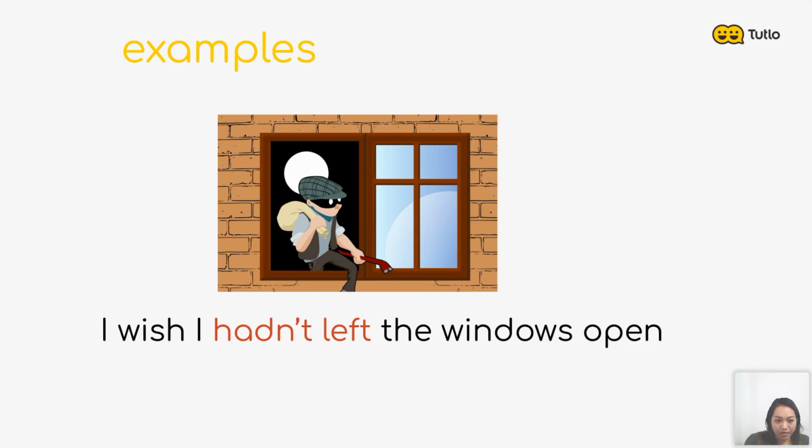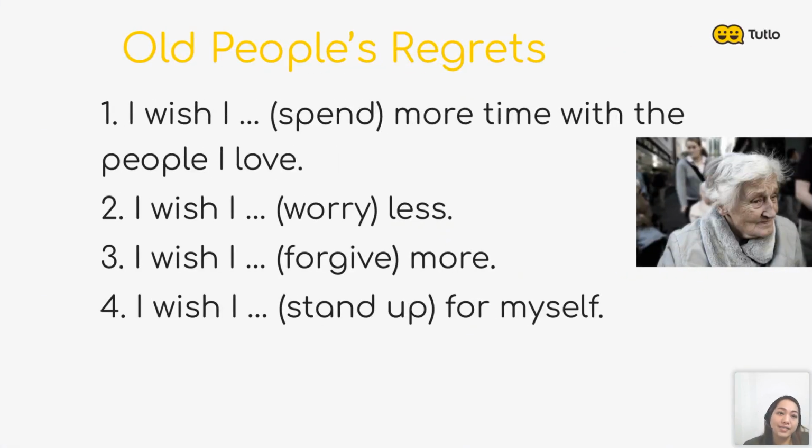When we talk about past perfect, we know it is a situation that's already finished, done. So normally we talk about old people's regrets. These are the regrets in the past. Okay. Can you please answer this for me? I wish I blank spend more time with the people I love, worry less, forgive more, stand up for myself. How would you say that in past perfect form? I'm sorry, I'll just correct myself.